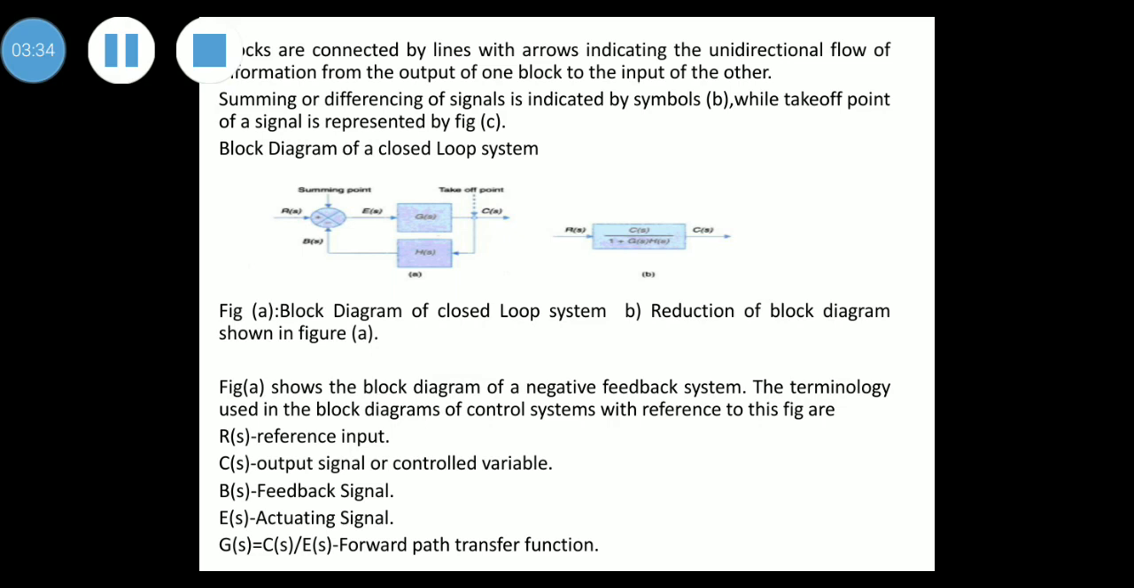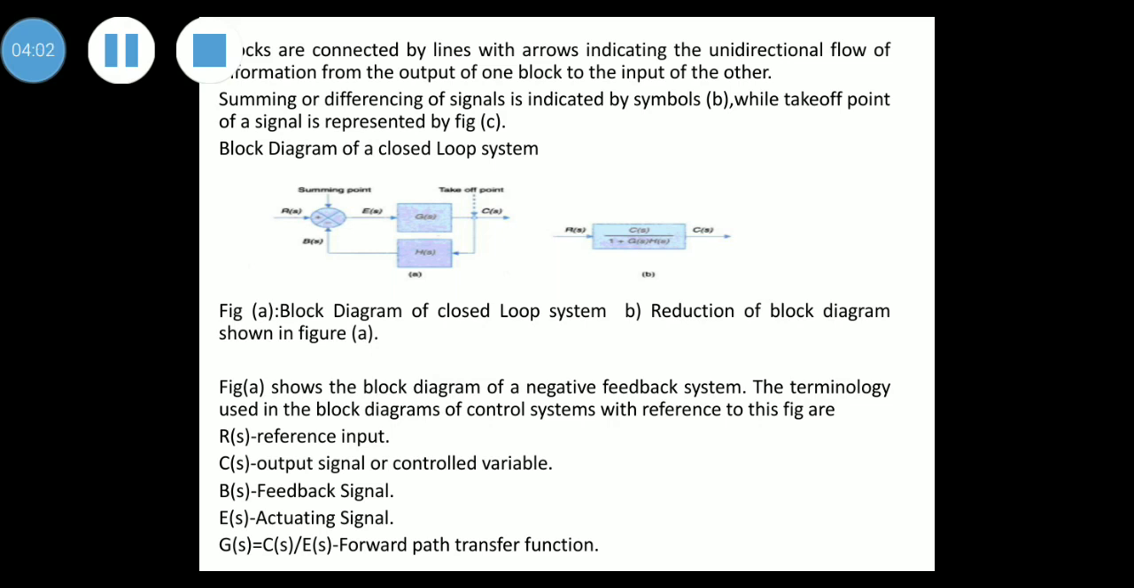Then there is a summing point. The two signals to the summing point are R(s) and B(s). Then E(s) is the output of the summing point, given as input to G(s). C(s) is the output. There is a takeoff point, which we are going to study. This diagram represents the block diagram of a negative feedback system.